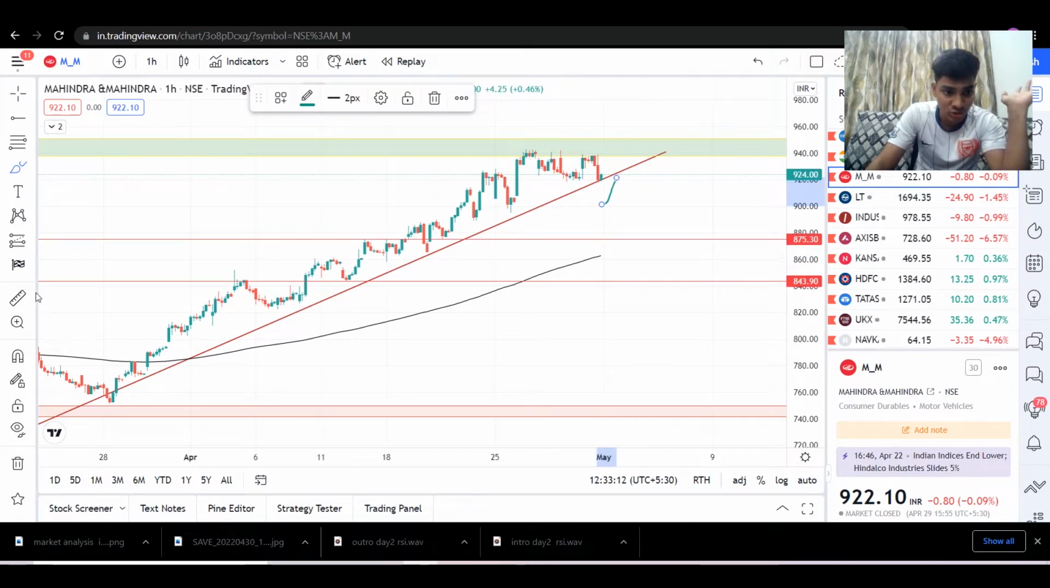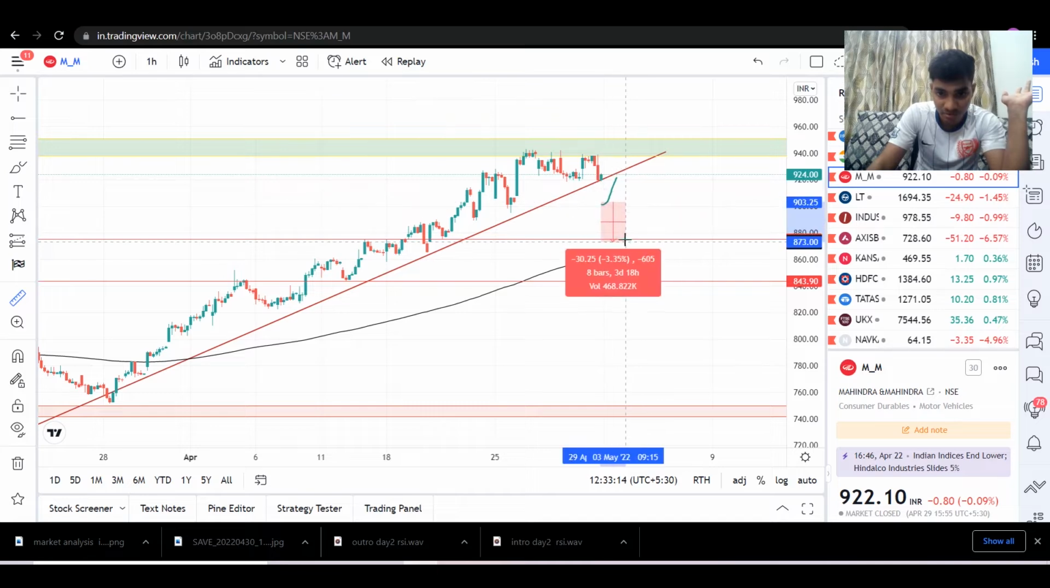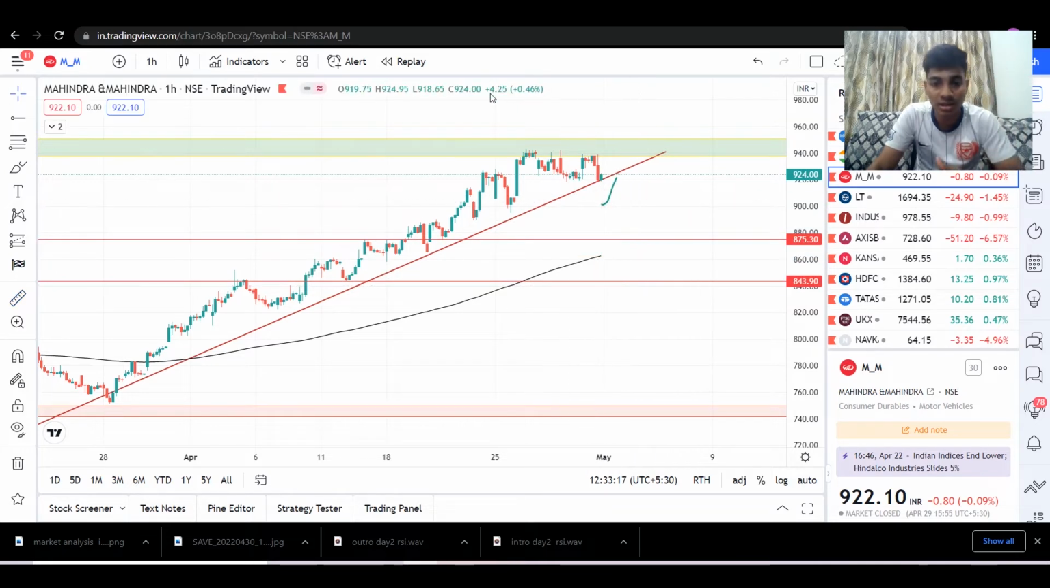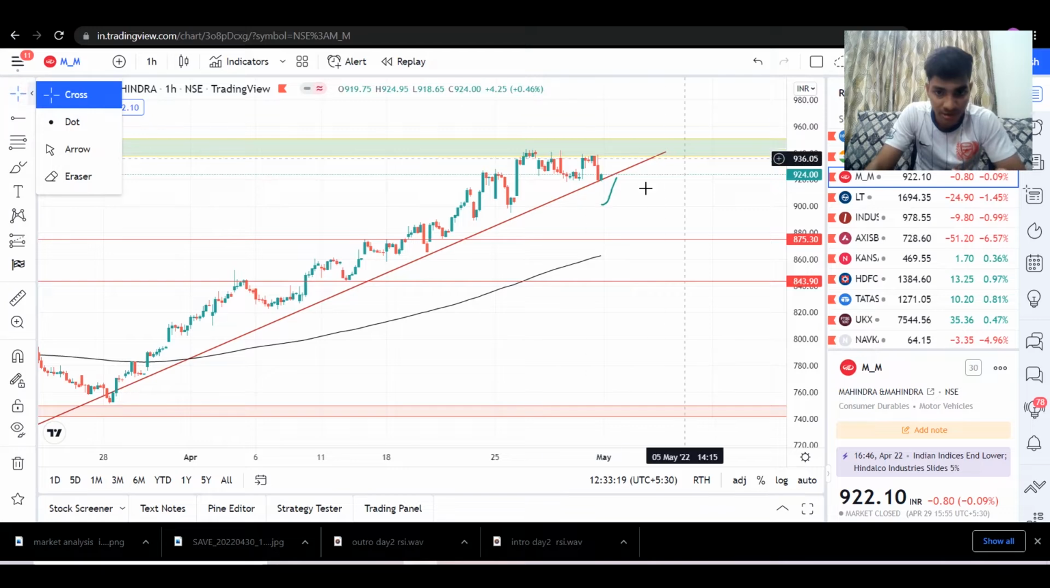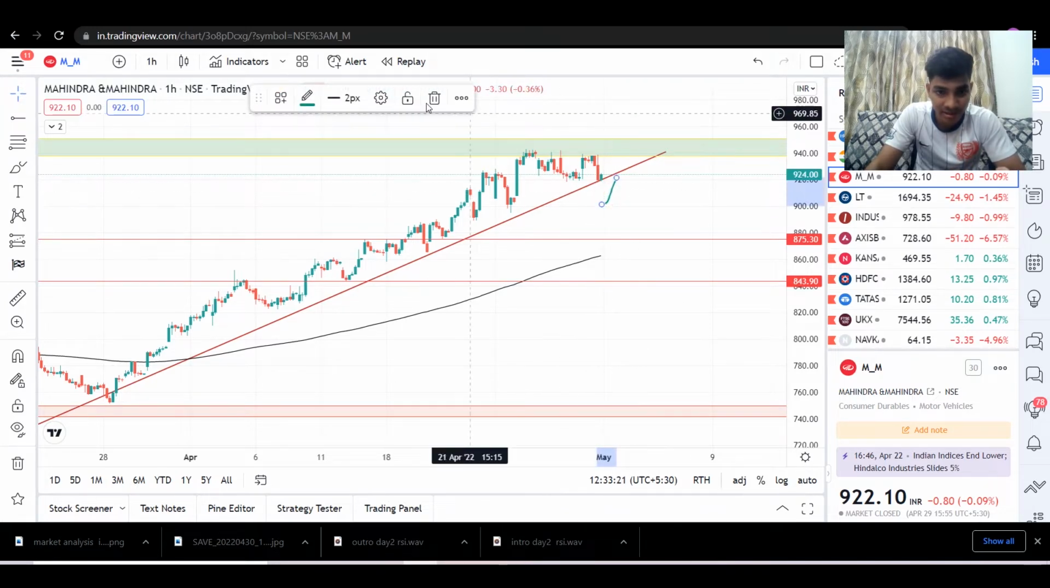Now remember, this could be too much to achieve in the intraday. You can either take a futures lot, or you can even buy put options over here. So, simple analysis in Mahindra and Mahindra.